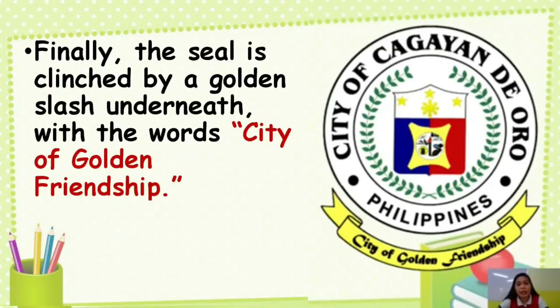And finally, the seal is clinched by a golden slash underneath with the words, City of Golden Friendship. So the stories behind the symbols, structures, and monuments that can be seen in our community will serve as an inspiration for us to appreciate more our history.